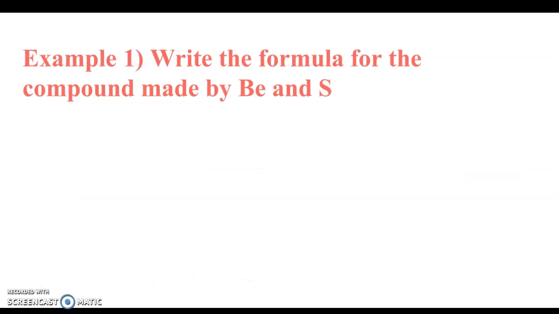So here's our first example. We're going to write the formula for the compound made between beryllium and sulfur. So what we're going to do first is write the formula for the compound made by beryllium and sulfur. Go ahead and do that in your notes.